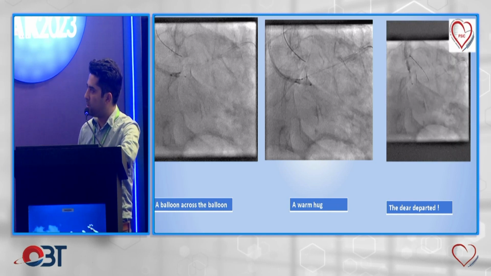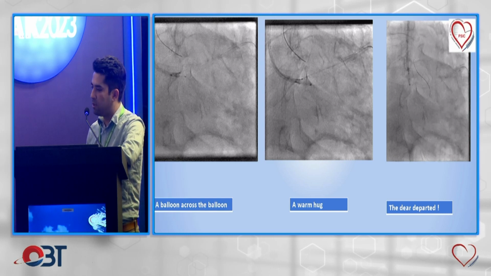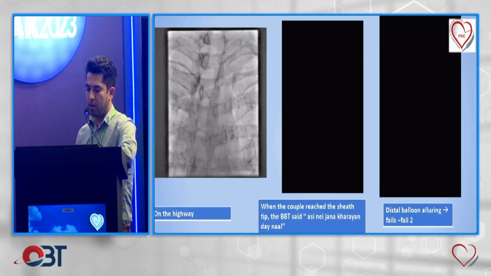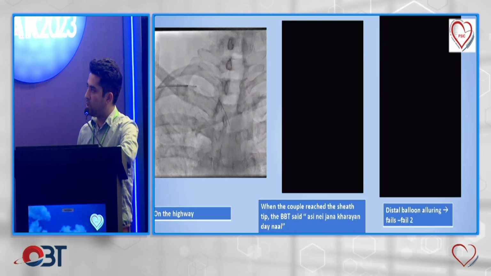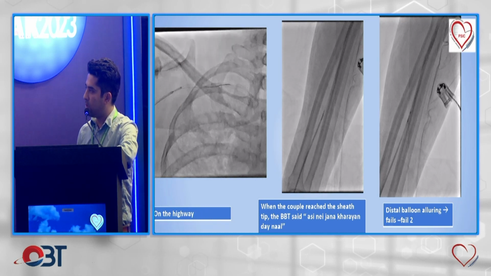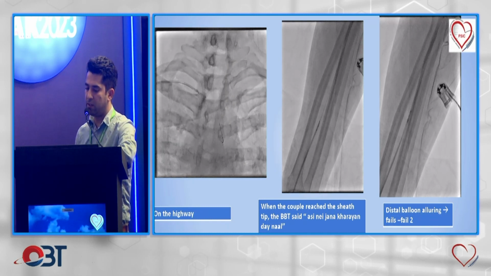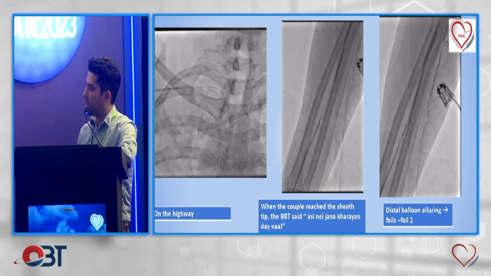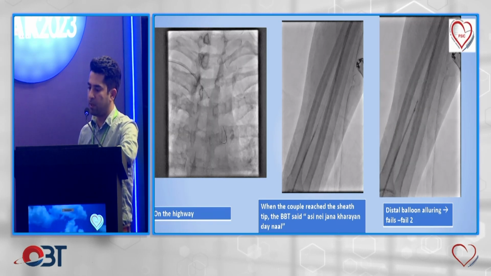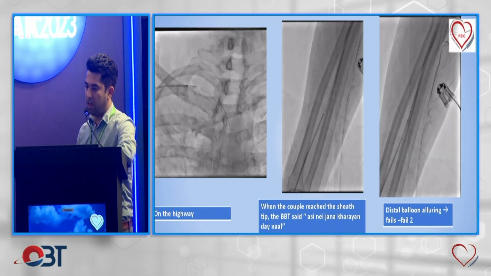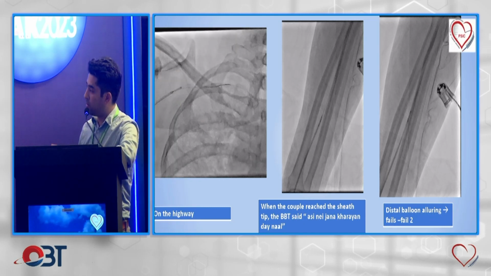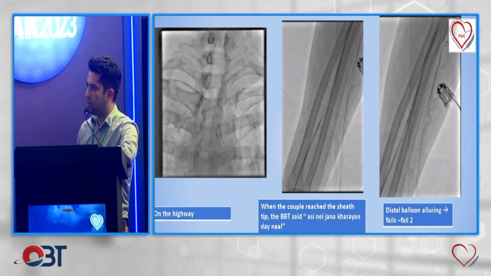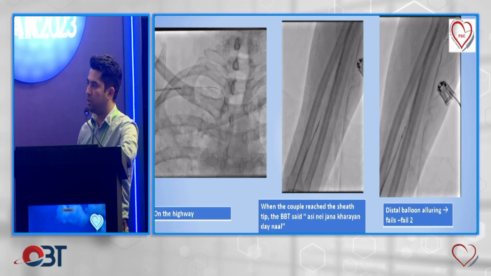Here we can see there is another balloon, and successfully we departed it. But the balloon was coming slowly from this part. When the couple reached the sheath tip, the broken balloon got stuck again. So we tried to remove these together again, but we failed to remove them all together.